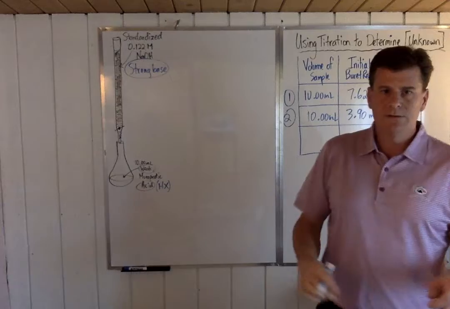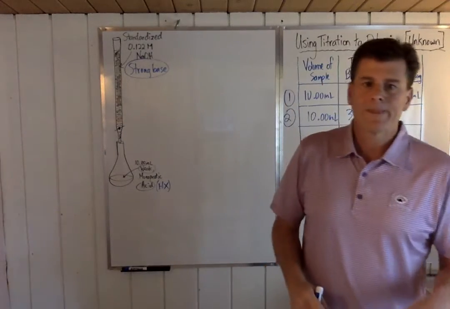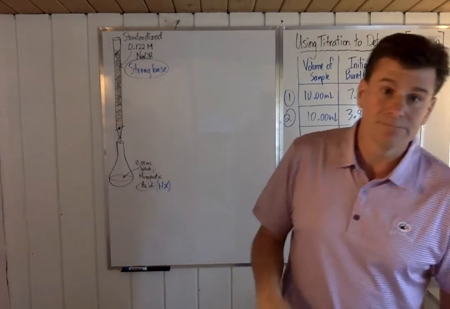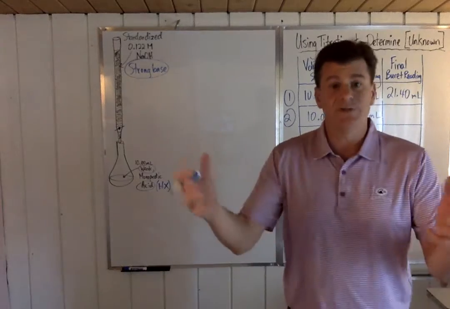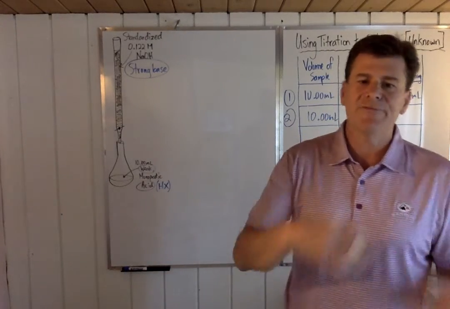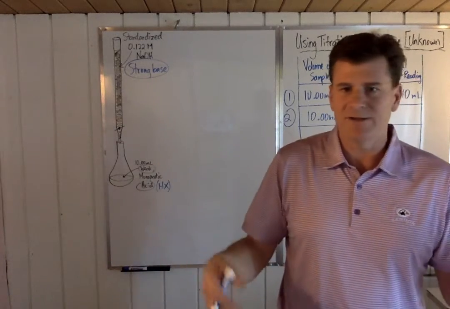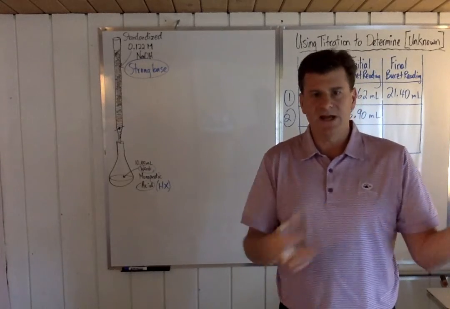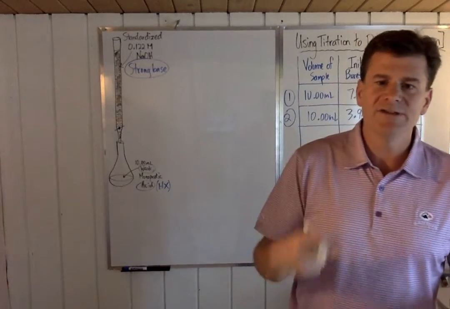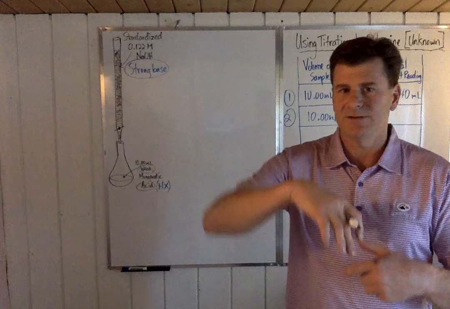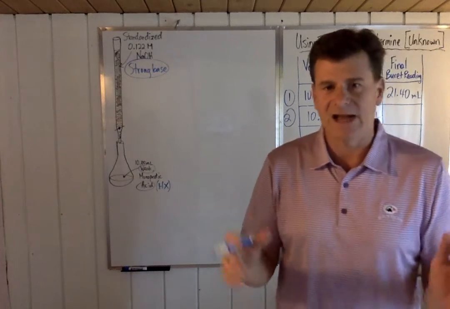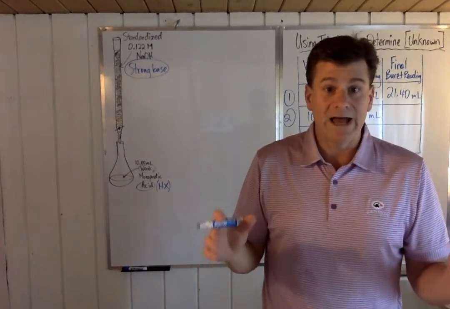I take a 10 mil pipetted sample again and I start doing a second trial. I add my phenolphthalein in and I do a second trial. And what happens is after you start doing multiple trials and then multiple different titrations, your skills of pipetting and setting up and going through and getting everything done, you start to get pretty good at it.